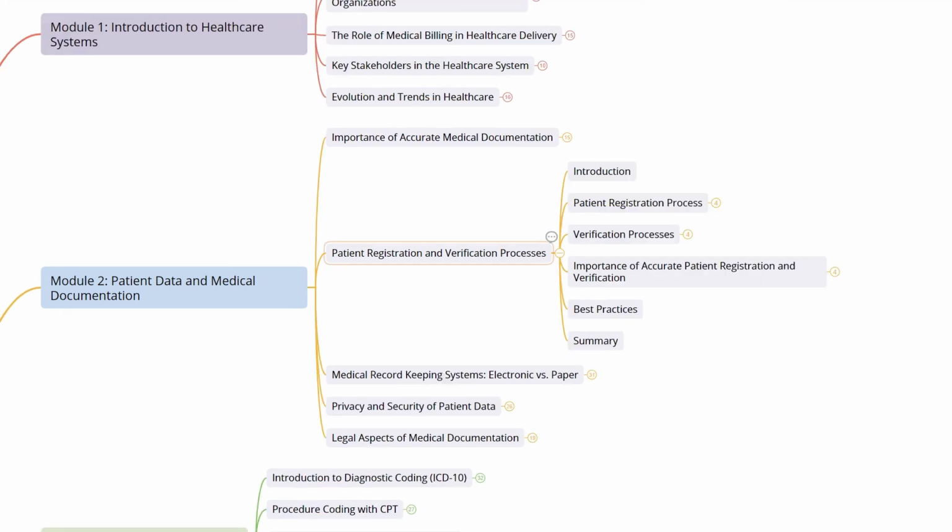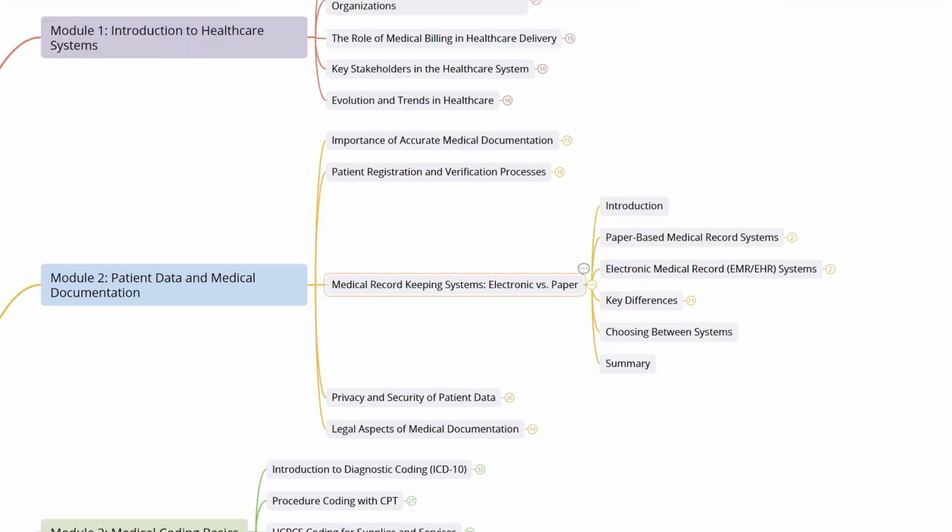Next, patient registration and verification processes. Now, initial patient registration is the first step in billing. It involves collecting demographic details, insurance information, and verifying patient identity and coverage. Proper registration prevents future claim issues and delays.